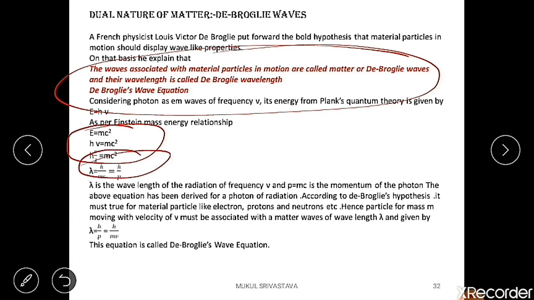Now again he said that according to de Broglie hypothesis, that equation must be true for material particles like electron and proton also, and hence if the particle has mass m and velocity v, we can replace mc by mv, and we get lambda equals h upon p equals h upon mv. This relation represents the de Broglie wave equation here.